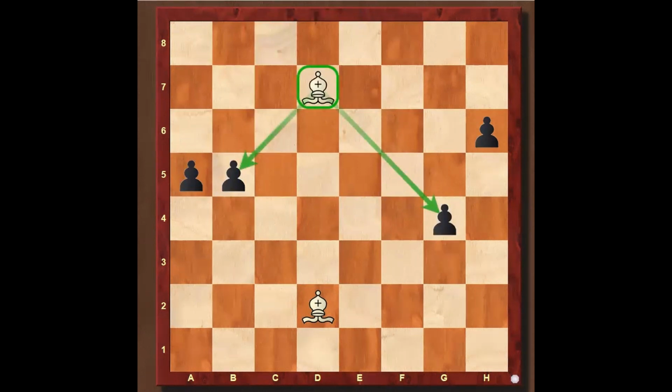Okay, so I guess we are done with this lesson, where we learned how a bishop can capture. We learned that a bishop can only capture the pieces which are placed on its own color. With that, we'll go to the next lesson, and I'll see you there.